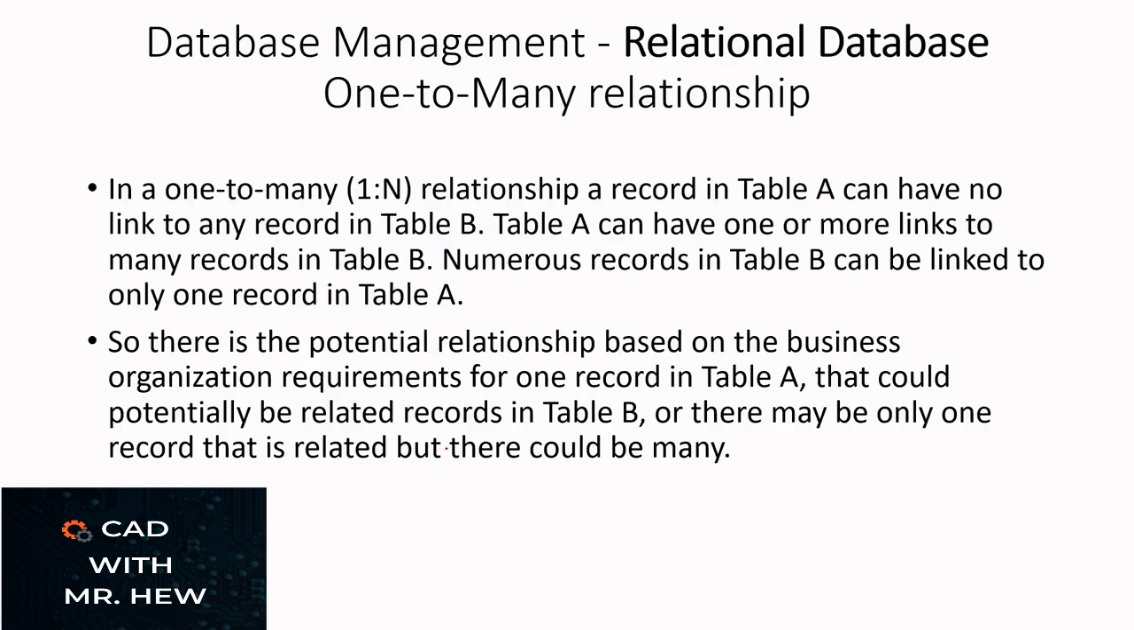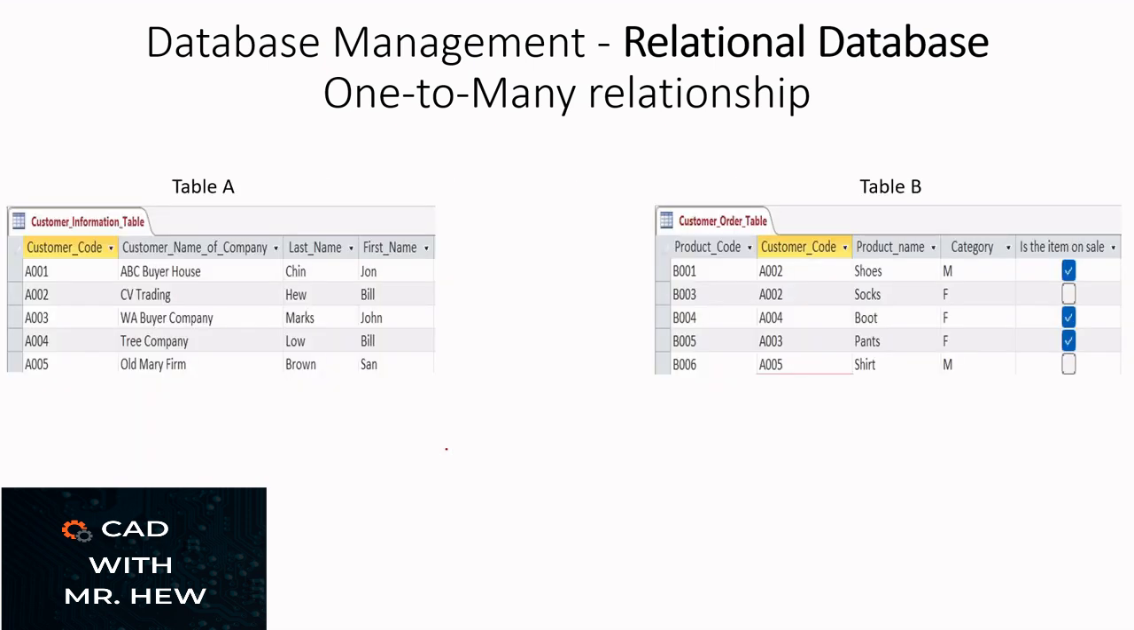So there's a potential relationship based on the business organization requirements for one record in table A that could potentially be related to records in table B, or there may be only one record that is related in table B, but there could be many records which are related in table B, but is only assigned to one record. So here we have table A and table B, and we want to show the relationship.